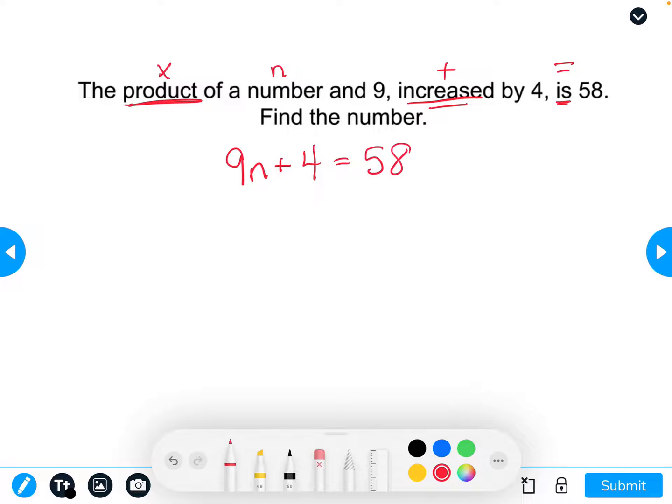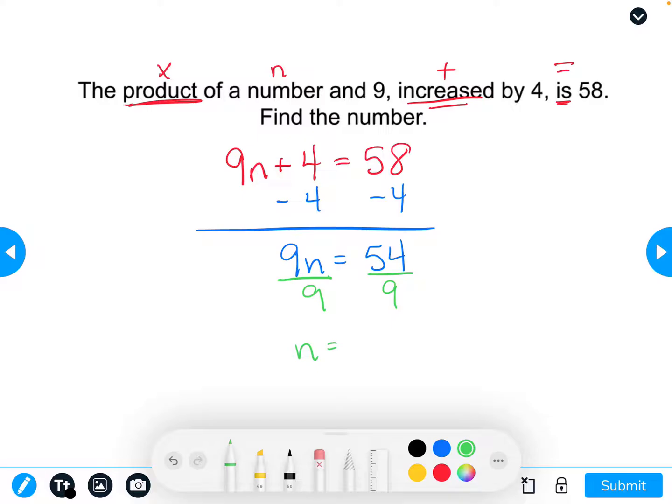So I can go ahead and solve it. I have to isolate my variable by using inverse operations. I need to get rid of my constant first. So I'm going to subtract 4 from both sides, which gives me 9n equals 54. And now I'm going to divide both sides by 9, which is going to give me 6.